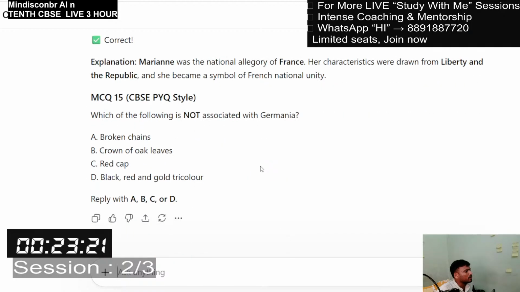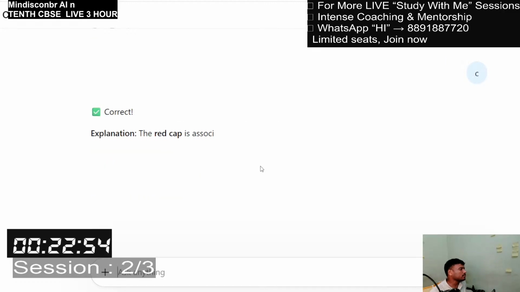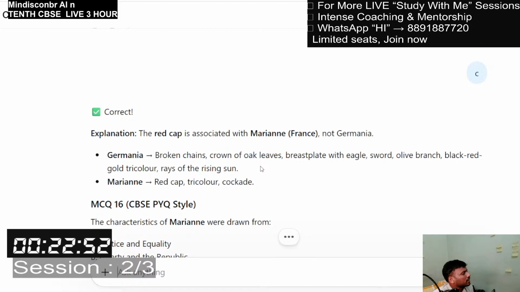Which of the following is not associated with Germania? Broken chains, crown of oak leaves, red cap, black, red and gold tricolor. Red cap. Explanation. The red cap is associated with Marianne of France, not Germania.